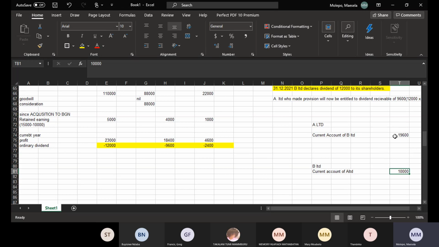At the end, we must have equal current accounts. So in order to reduce his current account in my books, I'm going to utilize the dividend that he's going to declare. Instead of me receiving it and keeping it on my side, I'm going to use the dividend that I'm going to receive from him to reduce his current account in my books, so that at the end, his current account will be equal to my current account. Does it make sense there?